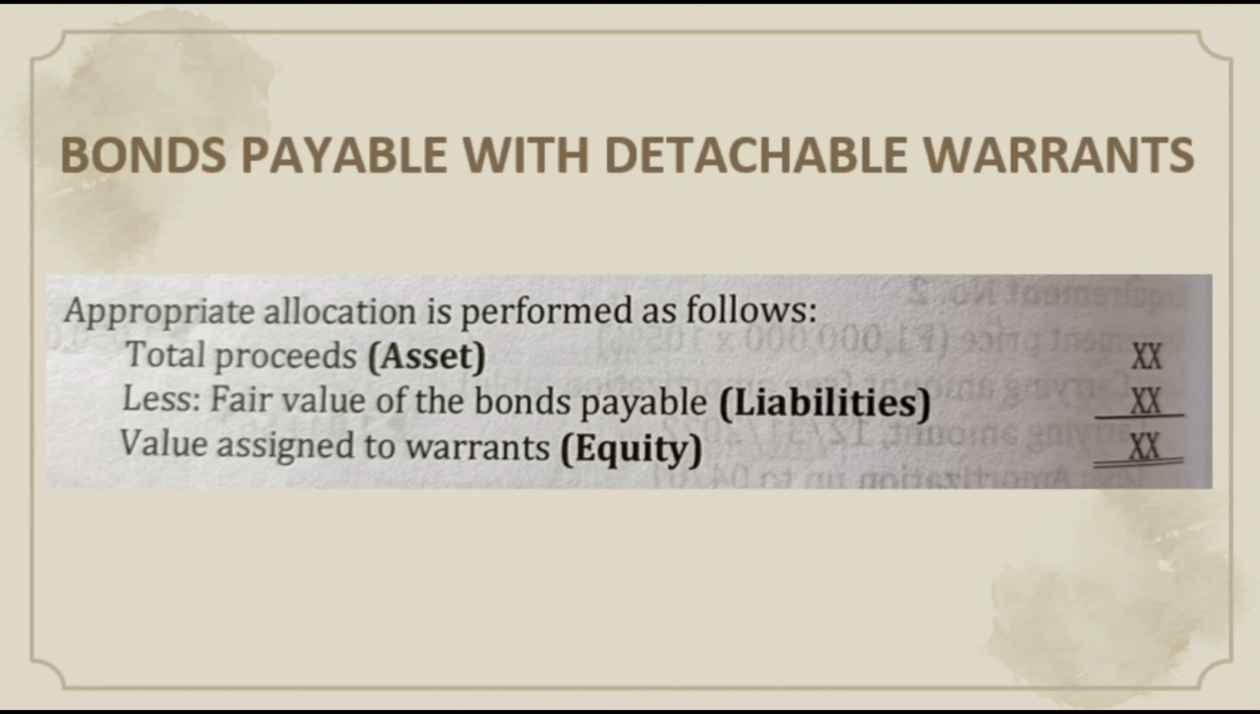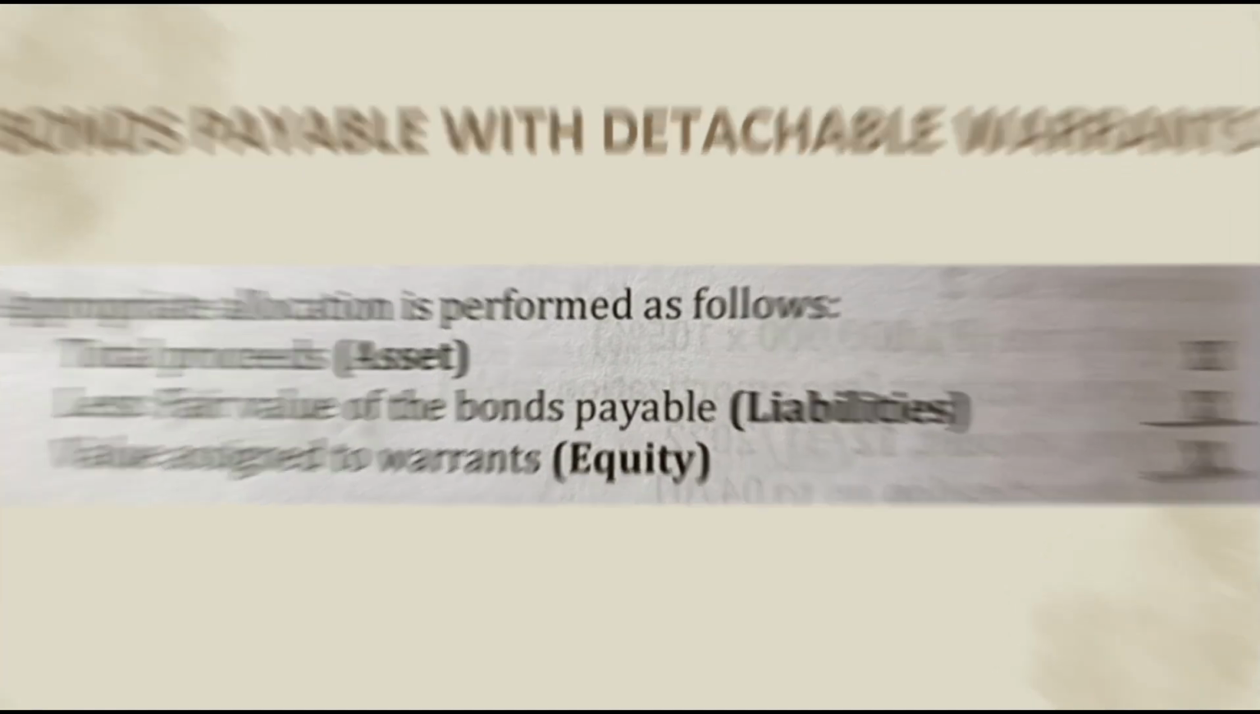So, the formula to get the appropriate allocation to the warrants is performed as follows. Total proceeds, which is the asset, is reduced by the fair value of the bonds payable, which is the liabilities, and then the difference is the value assigned to the warrants, or the equity. This is called split accounting, wherein the equity component is assigned the residual amount after deducting the fair value of the instrument.